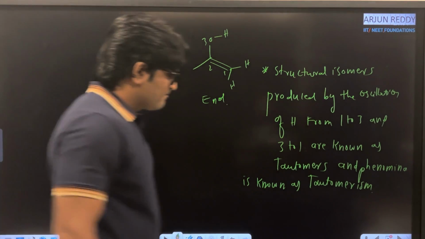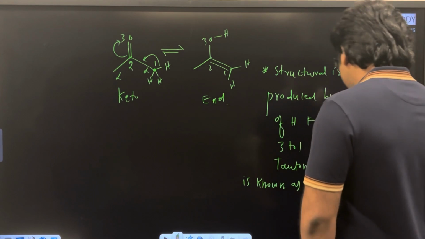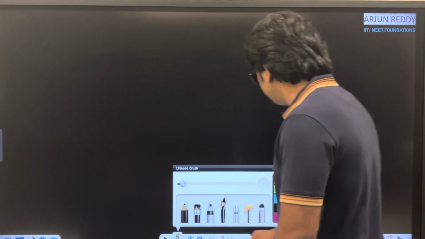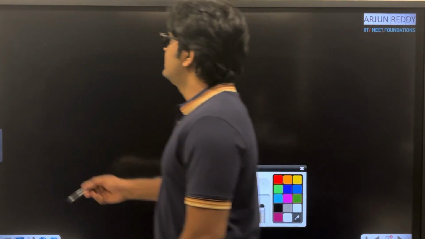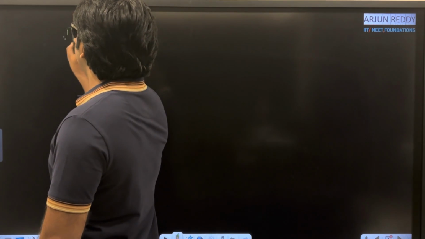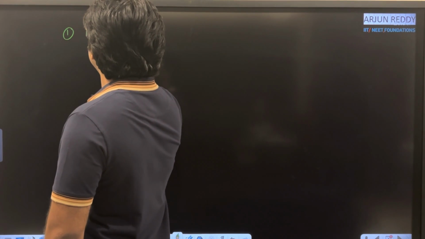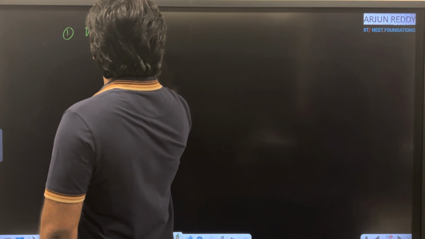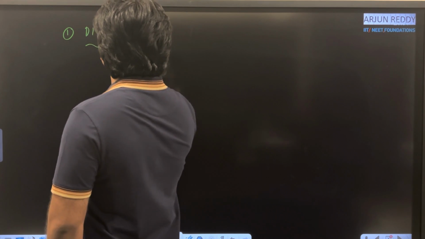Clear? Next one, what are the different types of tautomerism that we will discuss here? Different types of tautomerism. First case, diode system. Okay, what is the diode system?